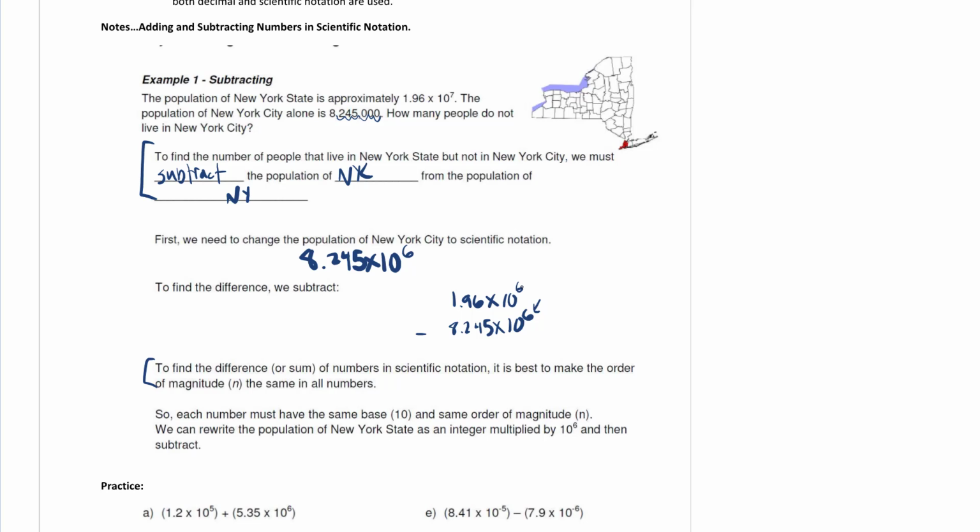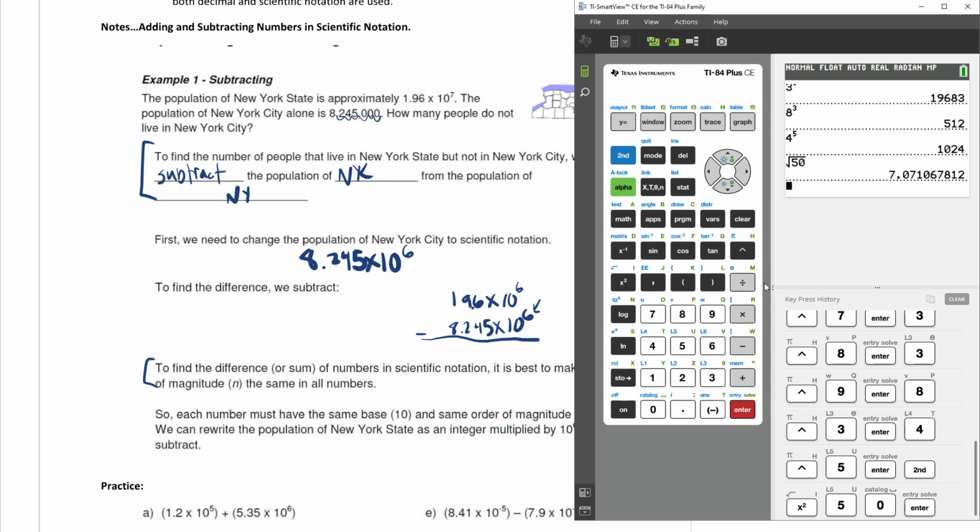If we're going 10 to the 6th instead of 10 to the 7th, we need to move the decimal 1 to the right. So we're taking 19.6 minus 8.245. Both of them are times 10 to the 6th, which means we can, for now, just subtract these two numbers because they are the same order of magnitude. We could do this by hand if we like, or of course we can use our handy dandy calculator right here.